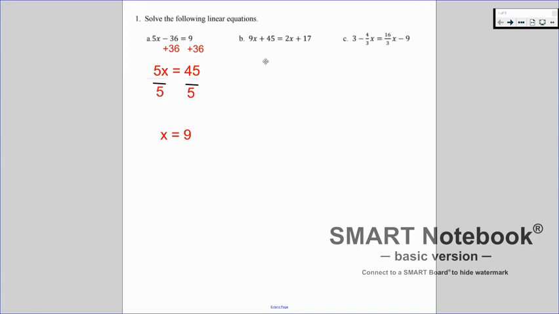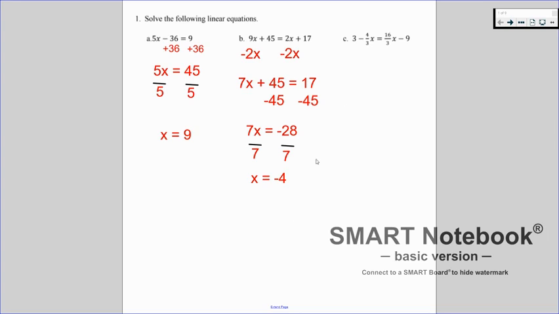So I'm going to subtract the 2x from this side, and I end up with now 7x plus 45 equals 17. Now it's just like the problem that we had previously on part A. We're going to subtract 45 from both sides, and then we're going to divide by 7, and then we get our final answer of x equals -4.